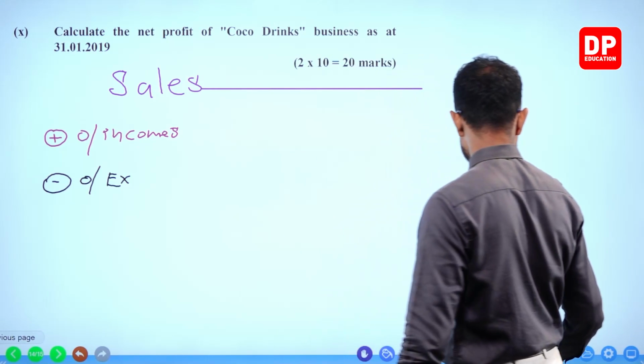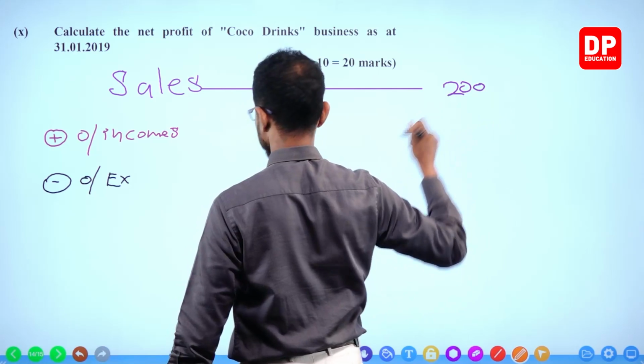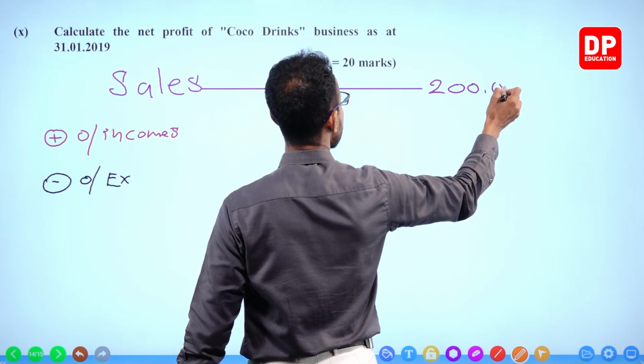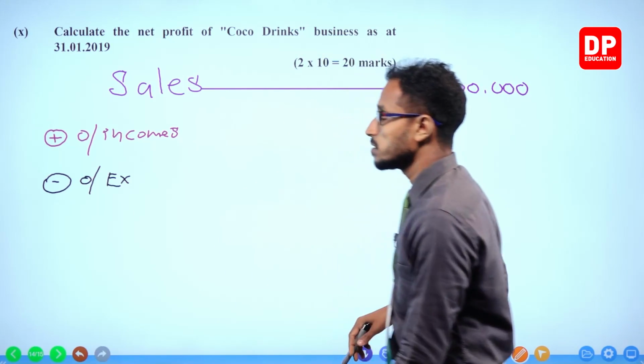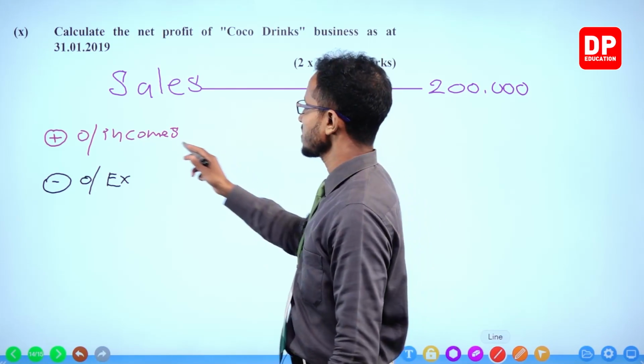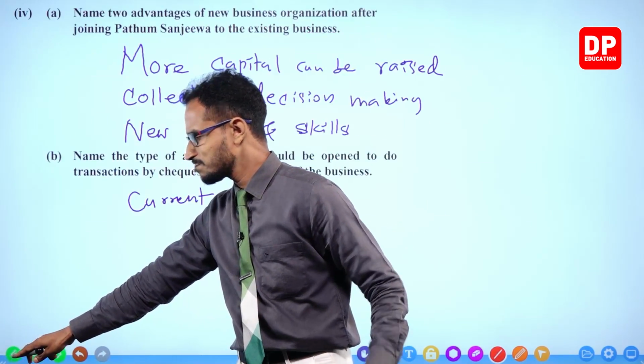Here, 200,000. Now, check other incomes. I don't think other incomes are there. I didn't notice any other incomes.